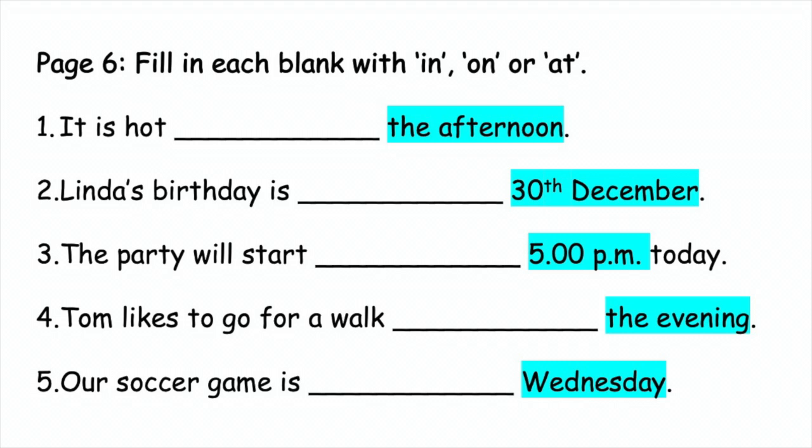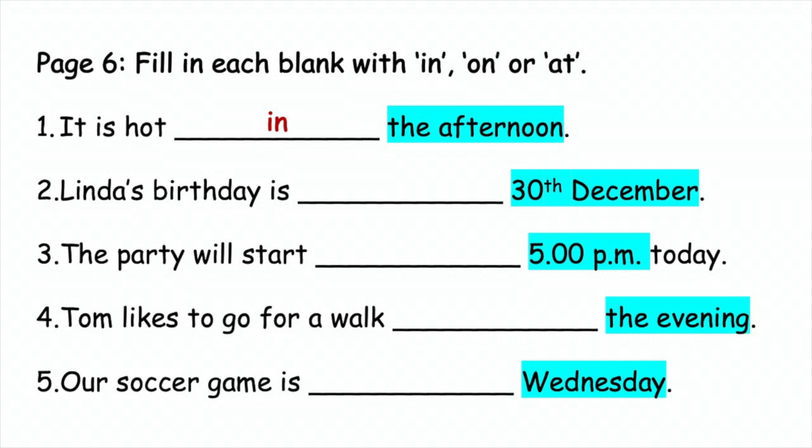Let's go through a few examples together. We need to fill in each blank with in, on, or at. Question 1. It is hot blank the afternoon. So we know that when we talk about the time of the day, we use in. It is hot in the afternoon.